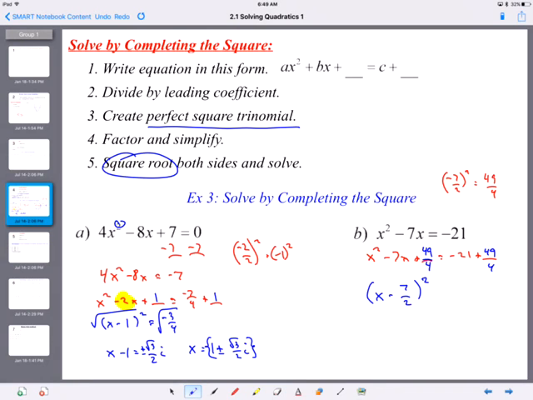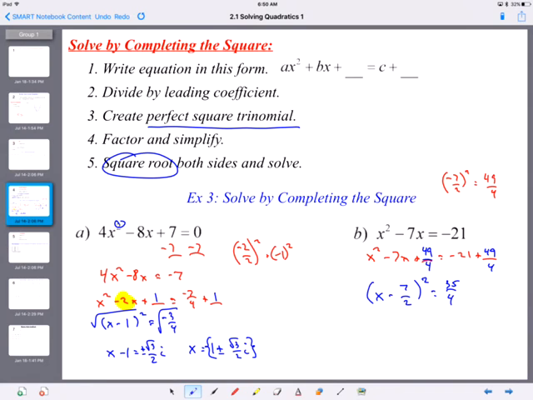Your middle term. So if you think about it and you distribute this out, 7 halves times 7 halves is 49 fourths, and if you add 7 halves plus 7 halves, you get 14 halves, which is 7. So it always works out. And then this negative 21 plus 49 fourths, you can find a common denominator. You can plug it in your calculator if you want to. But what you'll get is 35 over 4.